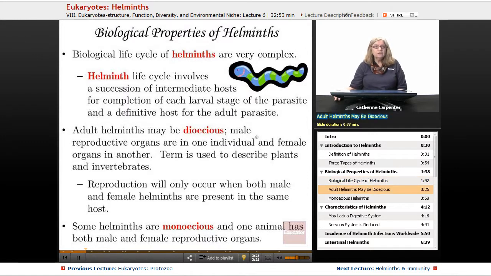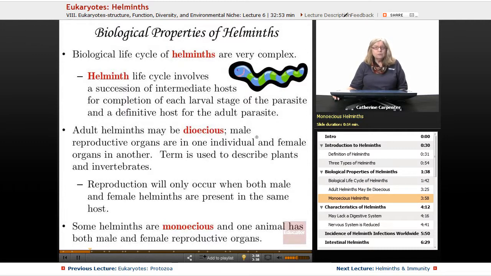So the adult helminths, the worms, they can be dioecious. Now this term, we haven't seen this term before, and this term is used exclusively in plants and invertebrates. So in mammals, we don't discuss the term dioecious. But then these helminths also have a monoecious stage where both the male and female organs are actually in the same organism.